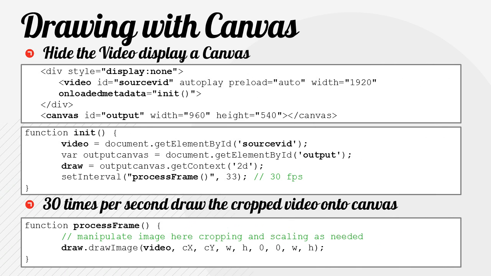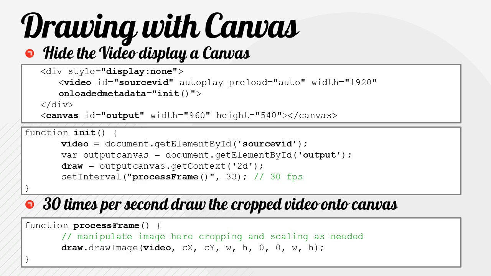First thing you need to do is include your video element down on the page. In this case I've set it to autoplay and preload to auto so that it starts straight away. I need the width to be the full length of the video. In my case this is 1920 by 1080, so I've set that width to 1920. I'm making sure that this video is not displayed on the page, so I'm hiding it from the user.